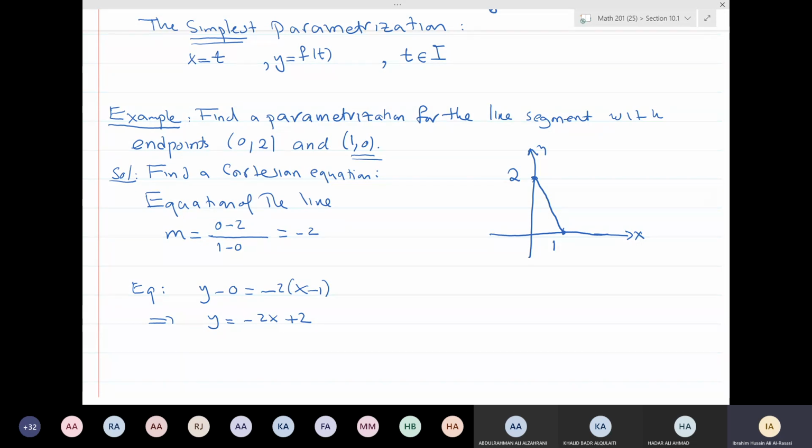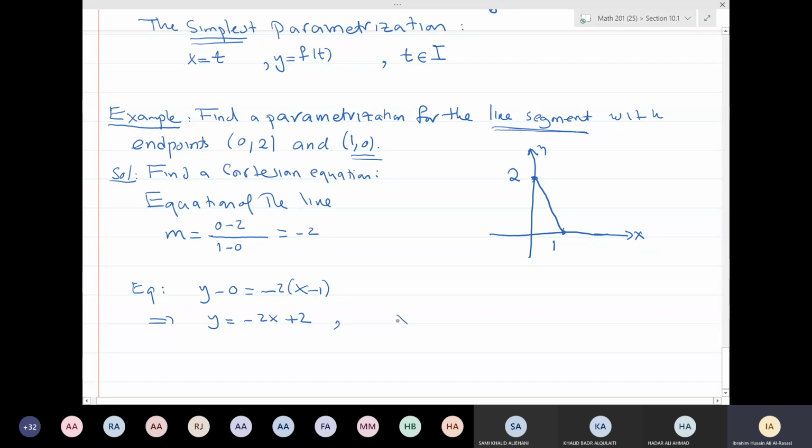Question now. I have the equation y equals minus 2x plus 2. Now, the graph of this equation here, will it be the line segment or a full line? A full line. If you take y equals minus 2x plus 2, it's just the full line. But in my question, I need a line segment. So how to get a line segment? With restriction. You have to restrict x. Here, as it is, it is just a full line.